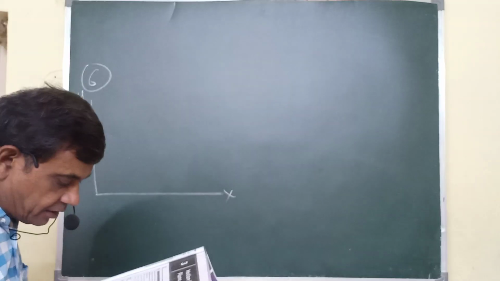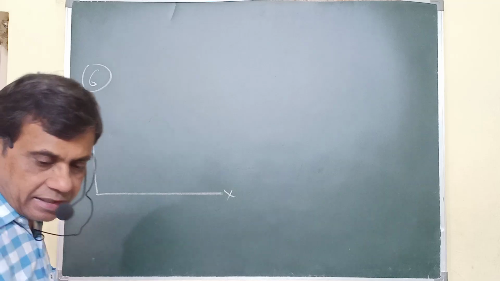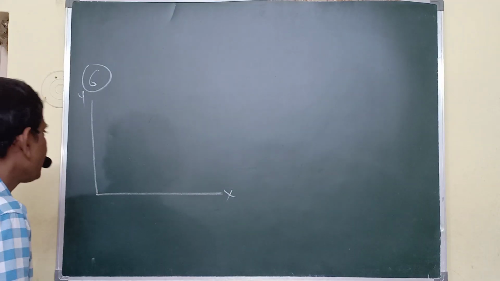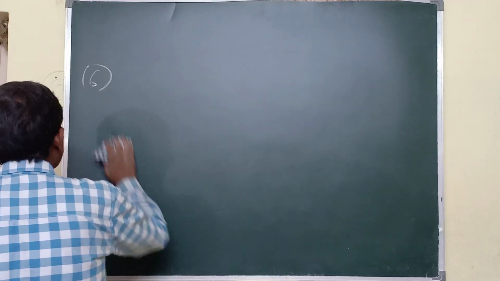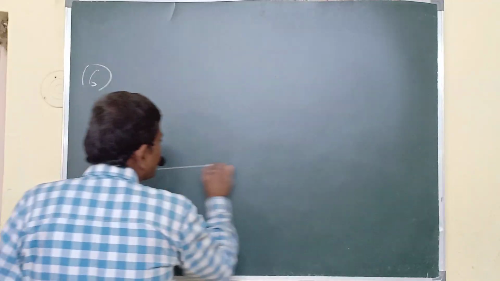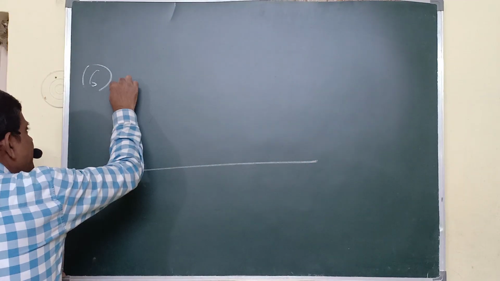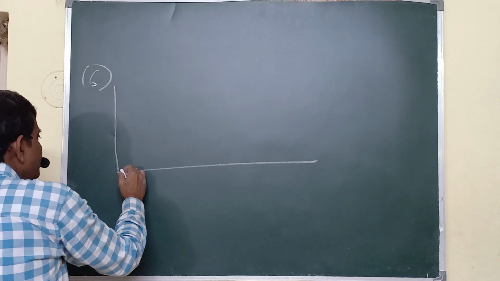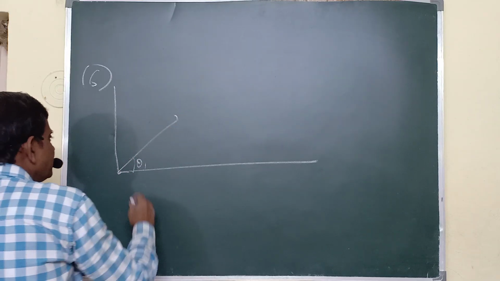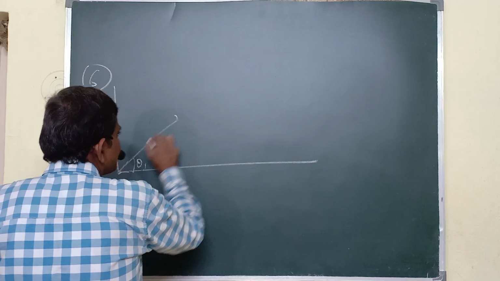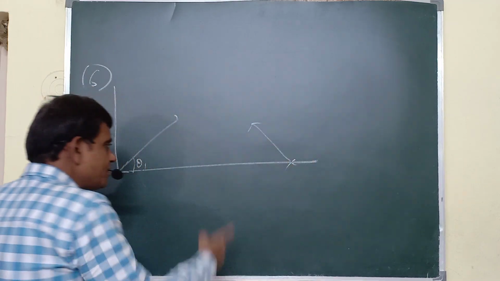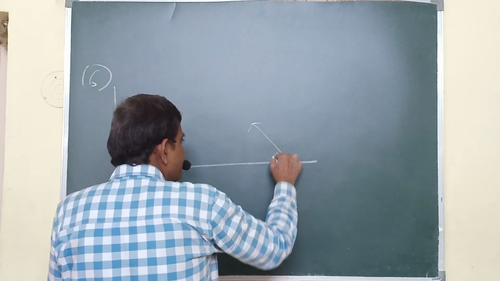Before understanding what I have given here, you learn this concept. For example, this is on the ground, and I am taking this as the origin. So here one ball is projected with some velocity at angle theta 1. Then it comes like this. From here I am projecting with theta 2, which is 180 minus theta 1. So this angle is theta 2.